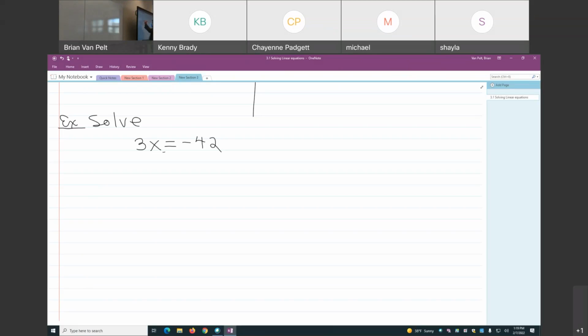The way I usually write that is this. You okay with that notation? So then on the left-hand side, these threes cancel out, and you're left with just x equals negative, since negative divided by positive is still a negative number. 42 divided by 3 is 14. Right.